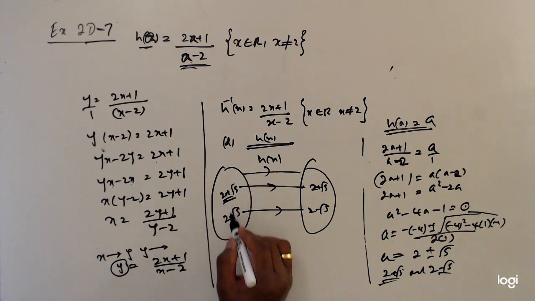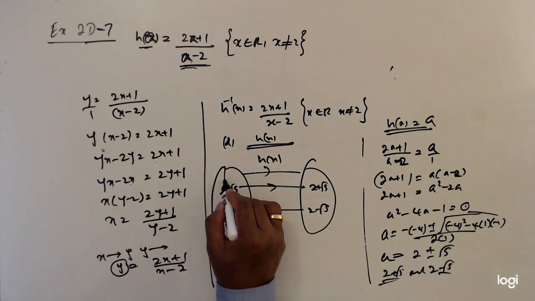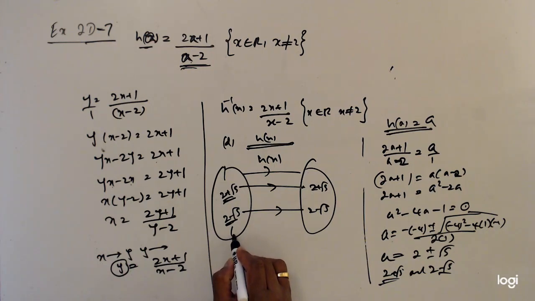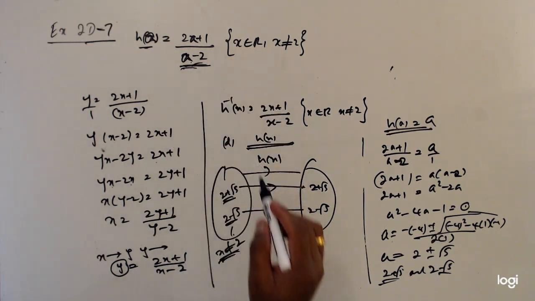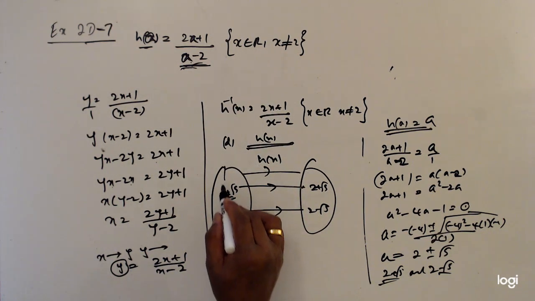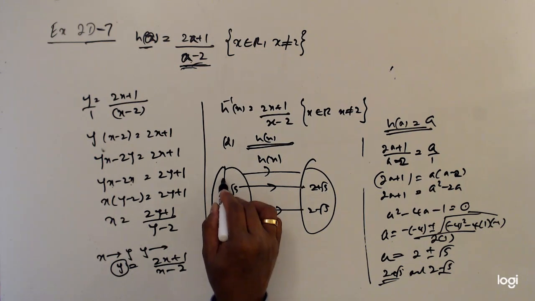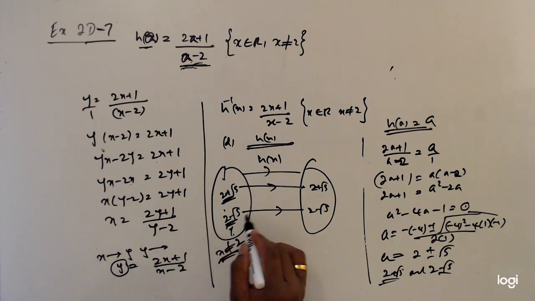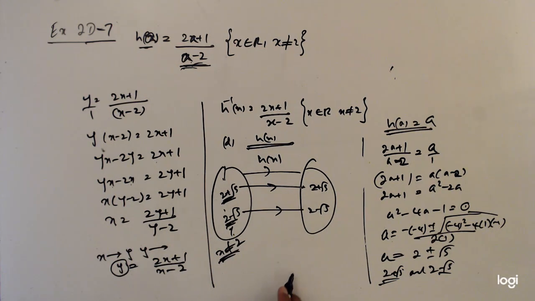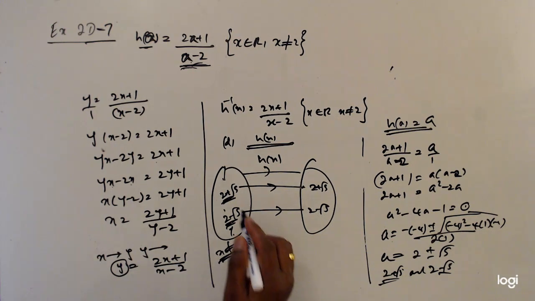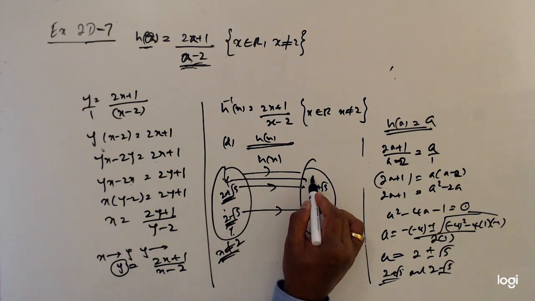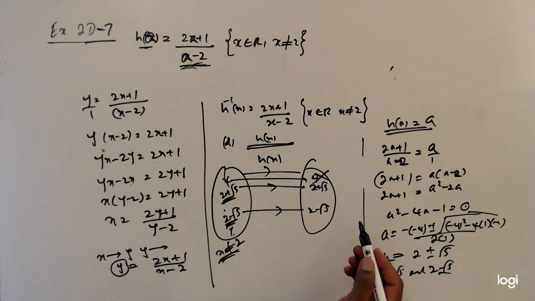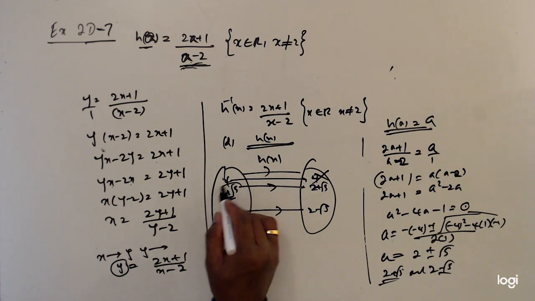Apart from those two values, for other values, there is going to be an infinite number of values excluding those two, and they don't get mapped to themselves. You will get a different number. So if you put 4, you will not get 4. You will get something else apart from these two numbers.